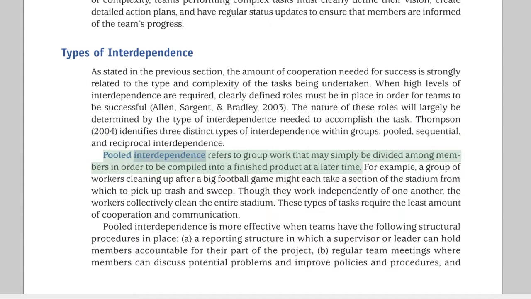Pooled interdependence refers to group work that may simply be divided among members in order to be compiled into a finished product at a later time. For example, a group of workers cleaning up after a big football game might each take a section of the stadium from which to pick up trash and sweep. Though they work independently of one another, the workers collectively clean the entire stadium. These types of tasks require the least amount of cooperation and communication.